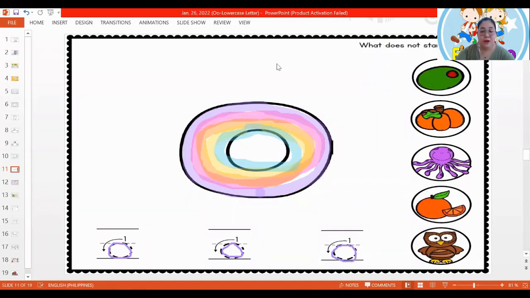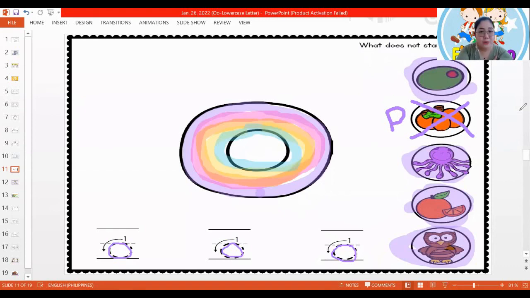And let's cover the pictures that start with the letter O. We have O is for olive. We have O is for octopus. O is for orange. And lastly, O is for owl. Is pumpkin included? No, pumpkin starts with the letter P, so we should mark an X and write the letter P on the side.